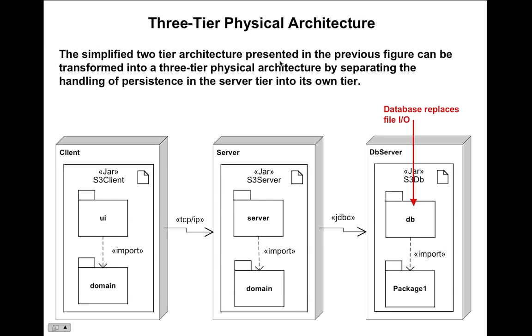Here's a three-tier. In the two-tier section, we broke out the client and the server. The three-tier is to break out the persistent data, as I mentioned before. You want to start calling it persistent data. It's the database, but it is the persistent data, the persistent state or information. So the simplicity of the two-tier presented in the previous figures is transformed into the three-tier by separating out the persistence in the server tier into its own tier. So we have the client, the server, and then the database that replaces file I/O, or you can also consider this a file server.